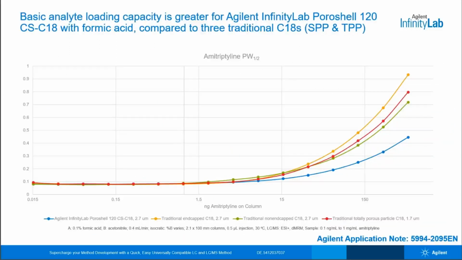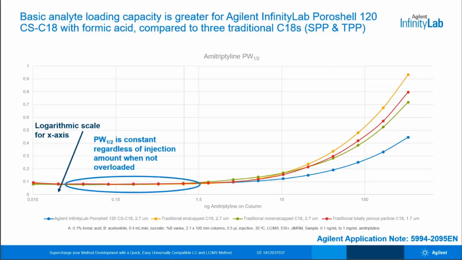This is a typical loading capacity curve for 4 columns. The Poroshell CS-C18 is in blue, a traditional NCAP C18 is in orange, a traditional non-NCAP C18 in green, and a totally porous particle C18 is shown in red. The x-axis is a logarithmic scale of the amount of amitriptyline loaded on to the column, while the y-axis is the plot of peak widths.